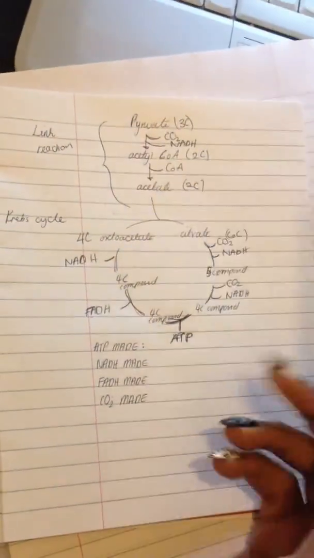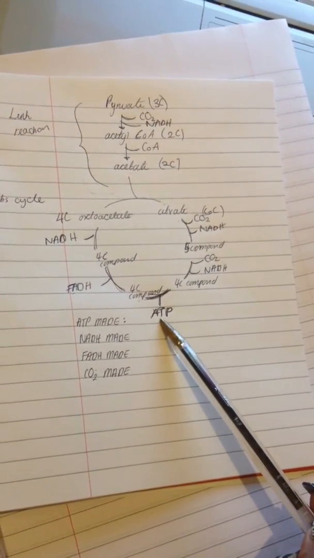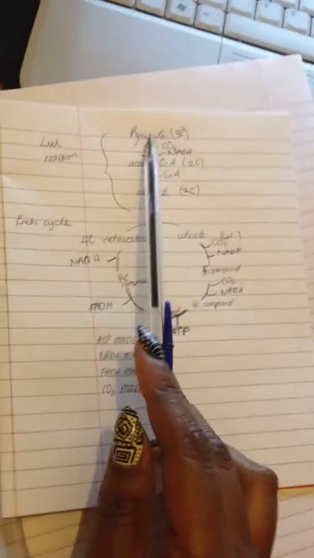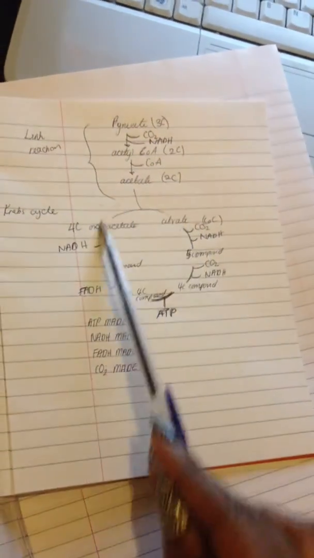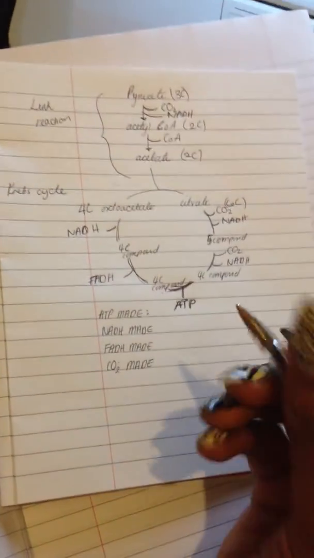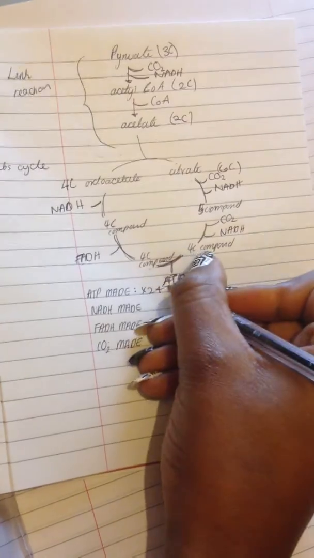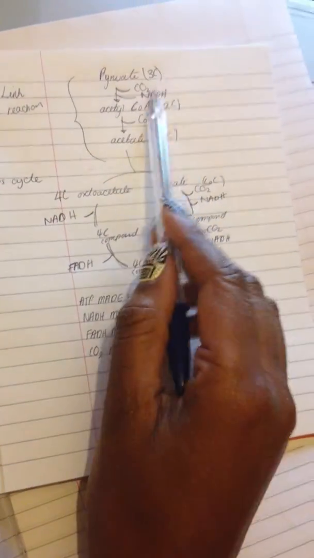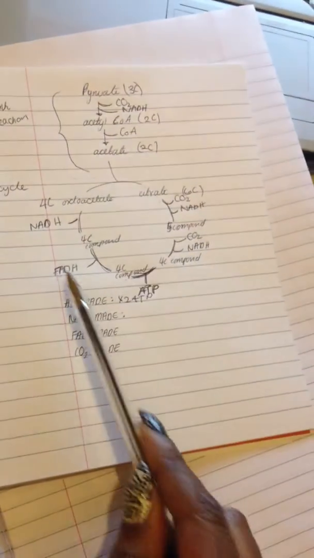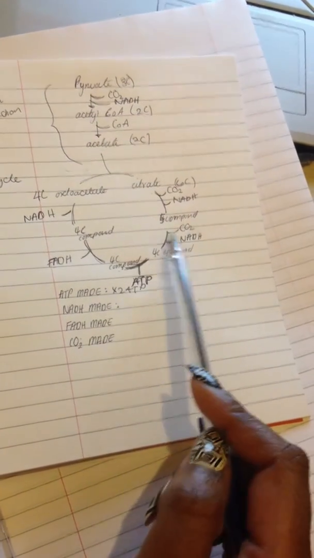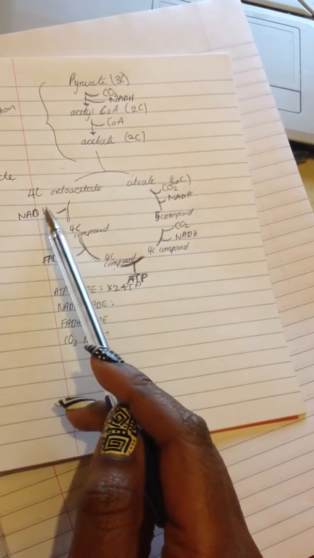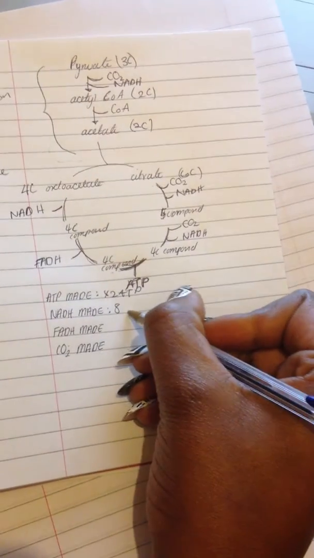So how many ATP did we make? Well, we didn't make any in the link reaction. We made 1 molecule here. But for every pyruvate molecule, you have 2 cycles going on here. So if we made 1 molecule, that means overall we've made 2 molecules of ATP. With NAD, we've made 1 in the link reaction, and we've made 1, 2, 3, giving us 8 molecules of NADH, sorry.